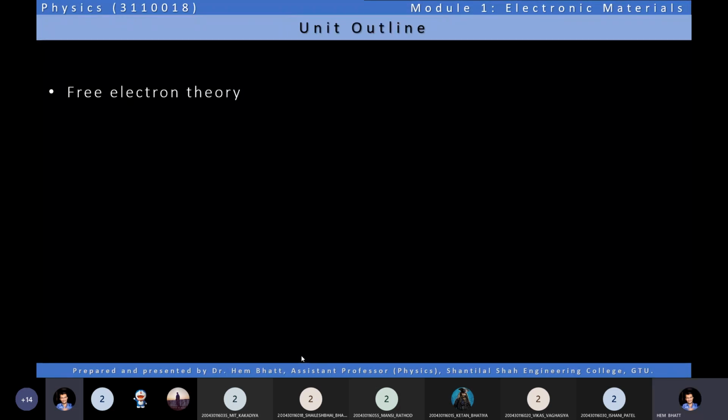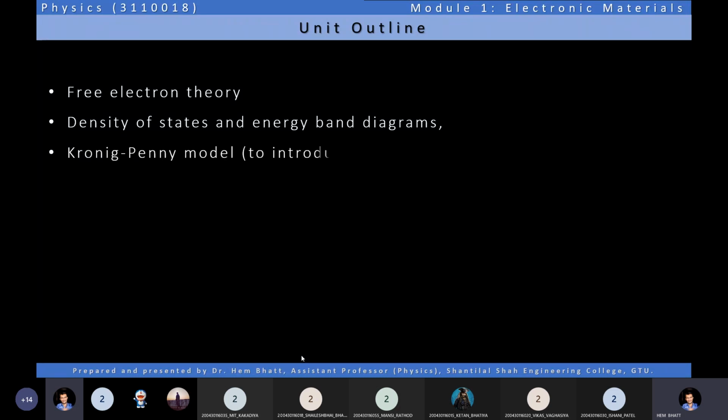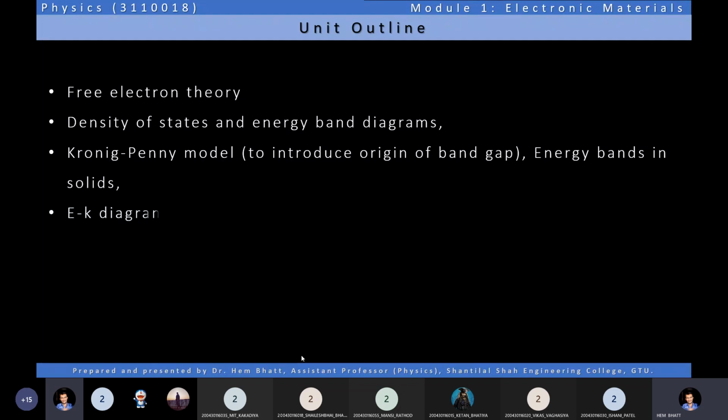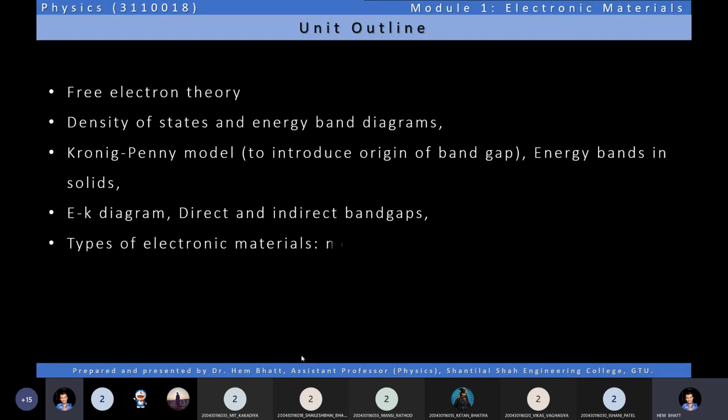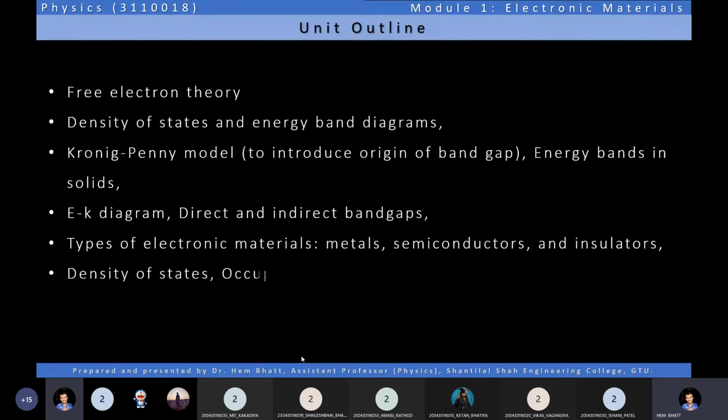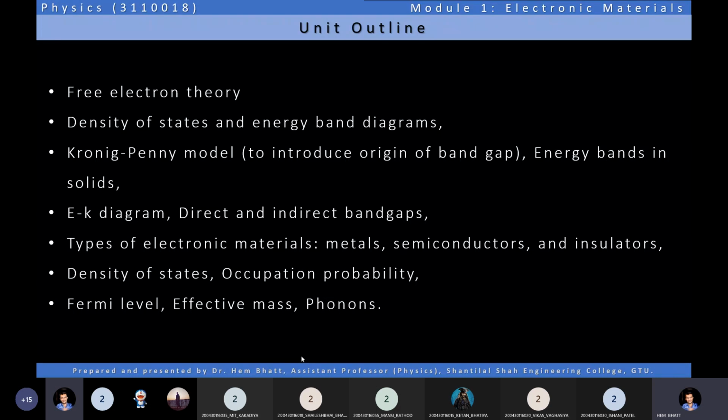In this unit, you are supposed to gain an idea about free electron theory. You should know what density of states is and how it plays a role in determining the energy band diagram. Then the Kronig-Penney model, the latest free electron theory model. Then the E-k diagram, based on which we can differentiate between direct and indirect band gap materials. Then types of electronic materials, basically conductor, insulator, semiconductor. Then density of states and occupation probability, Fermi level, effective mass, phonon.